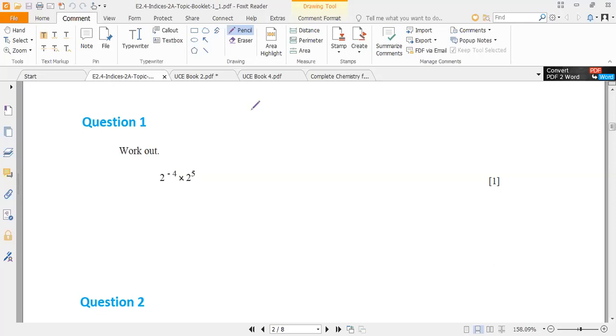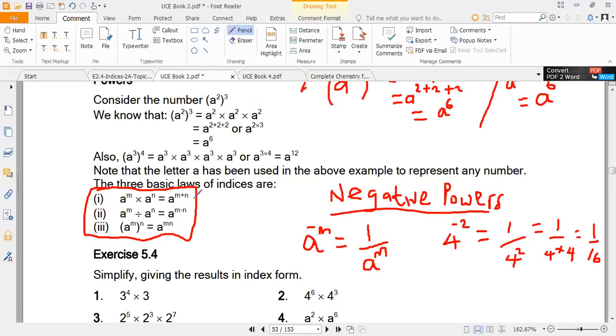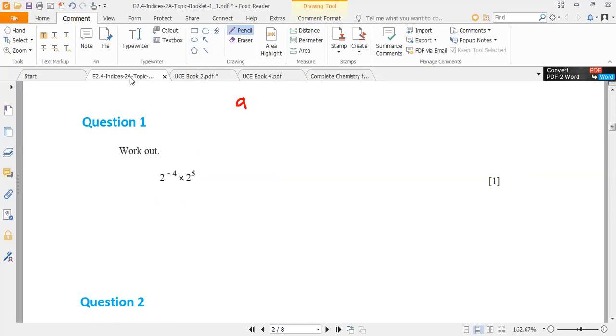One, we use the laws of indices. Remember, the first law of indices says, let me go back to the laws briefly. They are here. The first law is the multiplication law. It says that when you're multiplying two numbers with the same base, you keep the base and then you add the powers. So let's use it now.